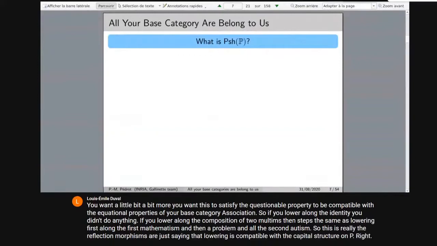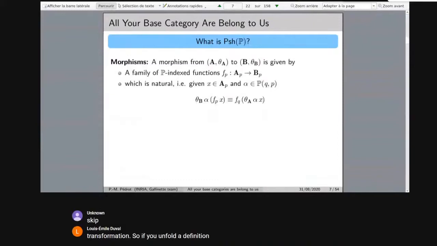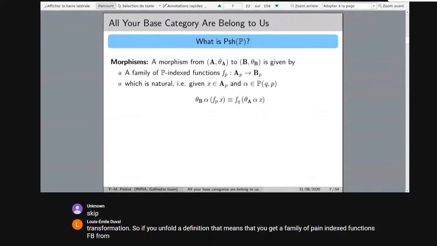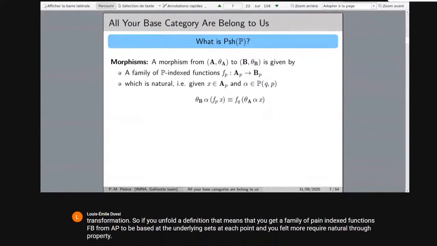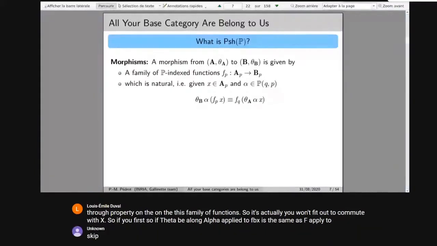Right, what about morphisms? So a morphism is a natural transformation. So if you unfold the definition, that means that you get a family of P-indexed functions, FP, from AP to BP, so the underlying sets at each point. And you furthermore require a naturality property on this family of functions. So essentially, you want theta to commute with F. So if theta B along alpha applied to FP at X is the same as F applied to theta X, right?